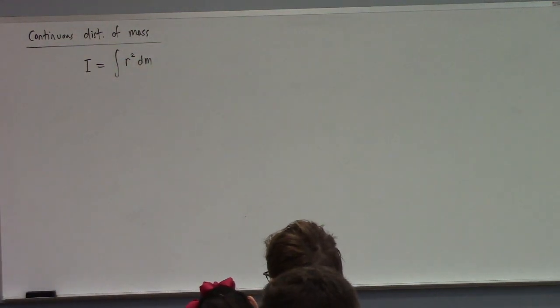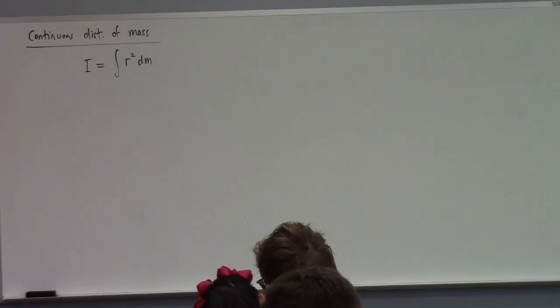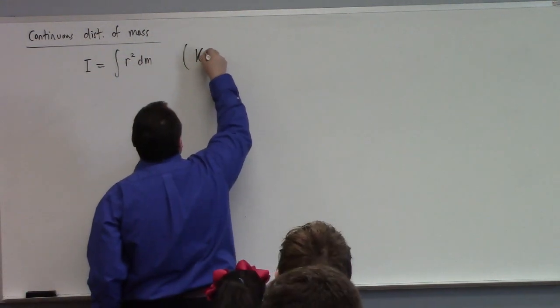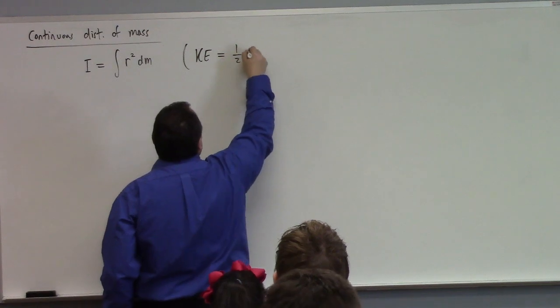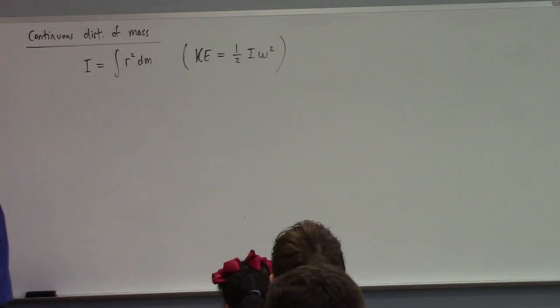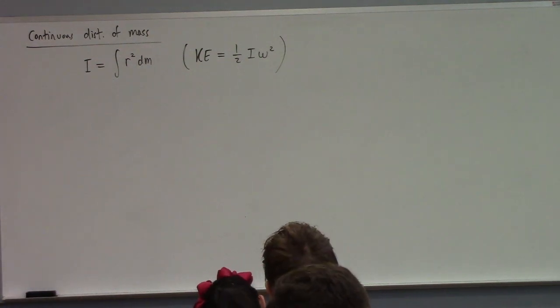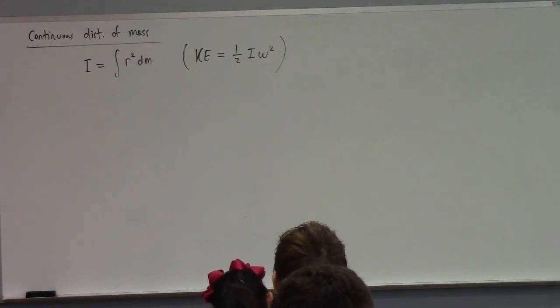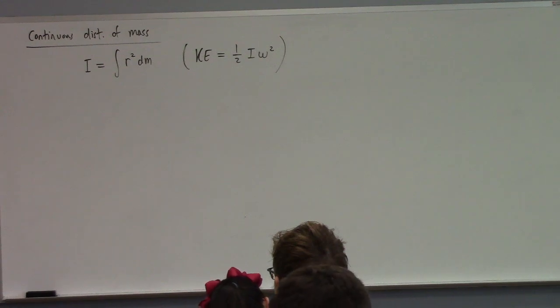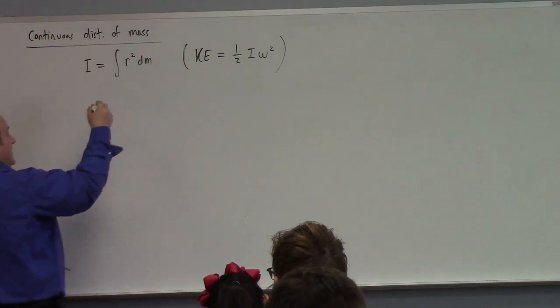So this is how we calculate the moment of inertia for a continuous distribution of mass. In this situation, the kinetic energy will be 1/2 I omega squared. I can go through the same argument as at the start of class, but instead of a summation, I have an integration over the mass. I can pull out the angular velocity and the half, and I'm left with an integral of r squared dm over the body.